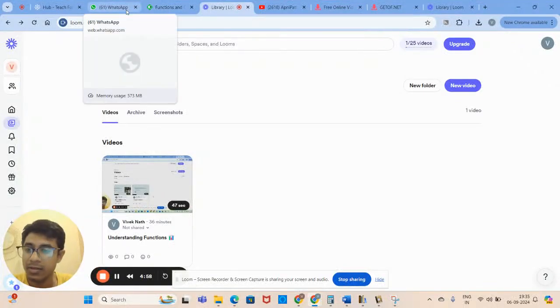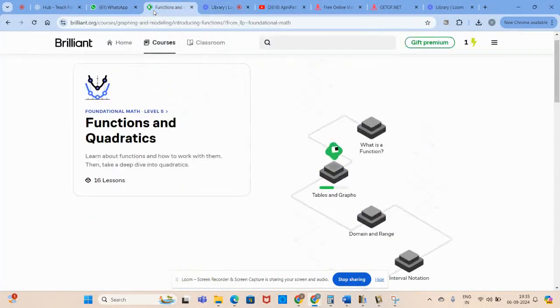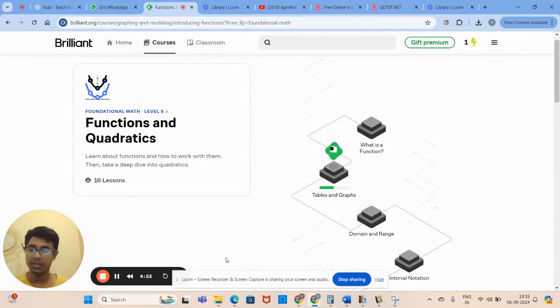Today, I am going to discuss a lesson on functions. I am going to use a platform called Brilliant. I find this platform extremely interesting, and we are going to learn about functions and quadratics through this platform.